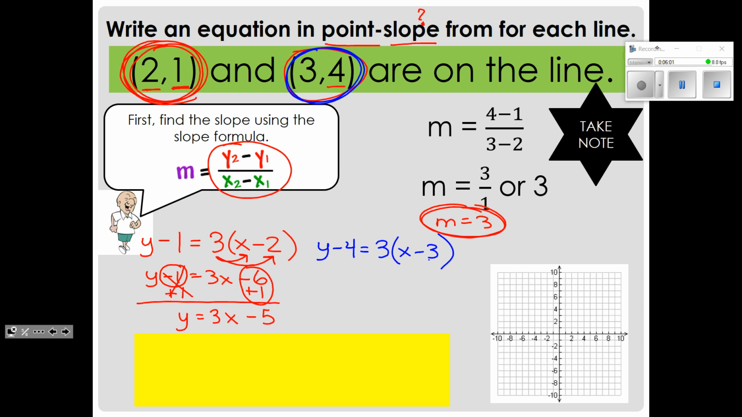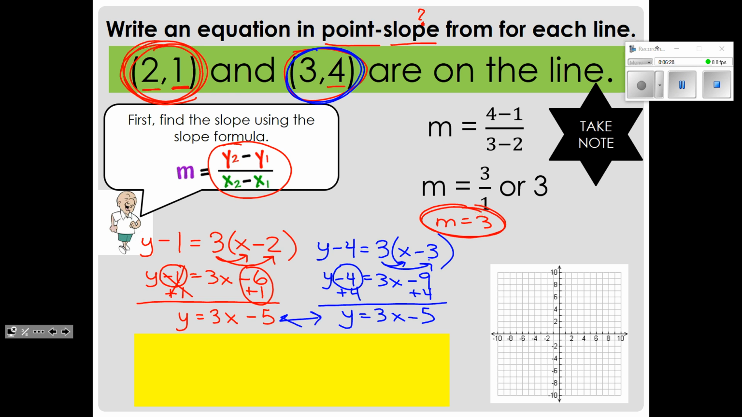Again, to put it in slope-intercept form, we want to solve for y. So I would do the distributive property first. y minus 4 equals 3x minus 9. I need to get y by itself, so I have to move this negative 4 to the other side by adding 4 to both sides. And look what happens: 3x minus 5. What? Look, they are the same equation.